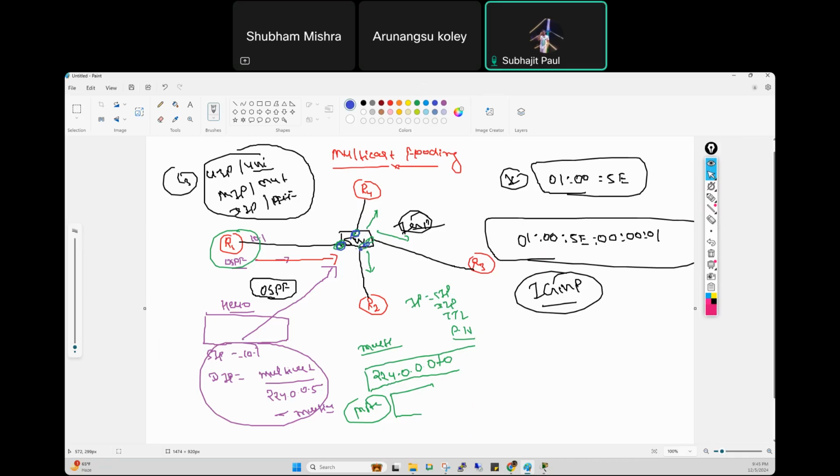If your port will not join the multicast group, it means in this case your switch will understand, or your switch will treat every multicast packet as a broadcast packet. Is it clear? That is all about multicast flooding. Clear, guys? I hope multicast flooding is understood by everyone.